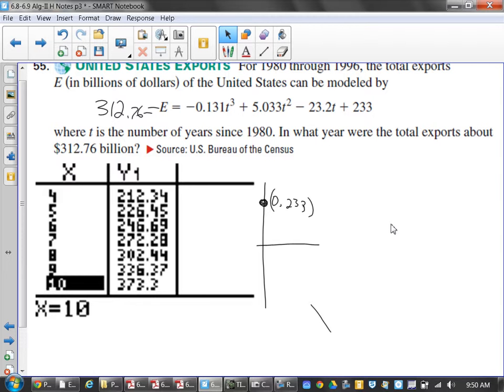Because it's asking you, but look at what you're looking at. In what year were the total exports about 312 billion? It happened somewhere between 8 and 9 years after 80. So somewhere in 1988 it occurred. So you just add 8 to 9. Whatever you do with the window setting doesn't even matter, unless sometimes they're going to ask you for where a maximum might occur. And then that's when you want to mess with your window to find that. And we did that with parabolas, if you recall.